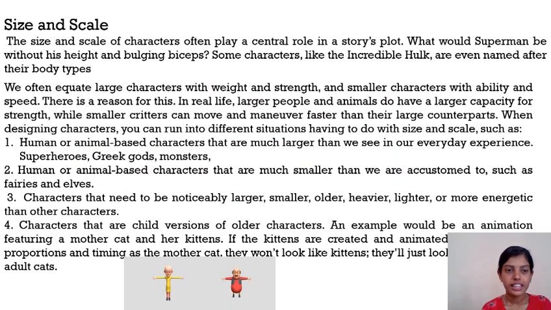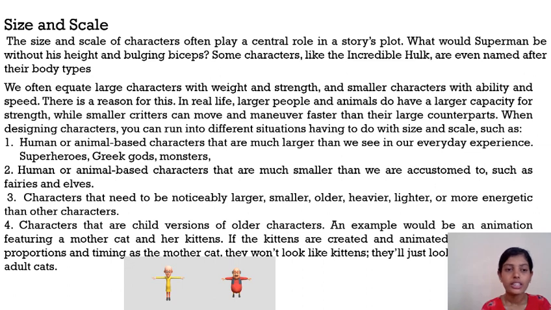Size and scale. The size and scale of characters often play a central role in the story's plot. What would Superman be without his height and bulging biceps? Some characters like the Incredible Hulk are even named after their body types. We often equate larger characters with weight and strength and smaller characters with ability and speed. There is a reason for this. In real life, large people and animals do have a larger capacity for strength, while smaller creatures can move and maneuver faster than their large counterparts.